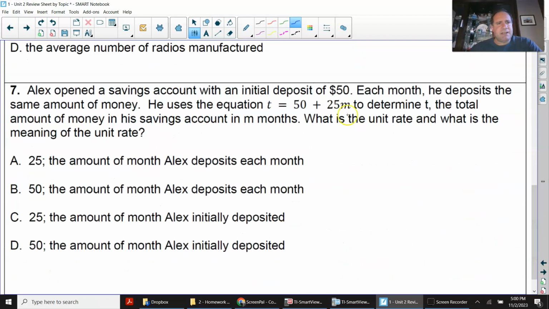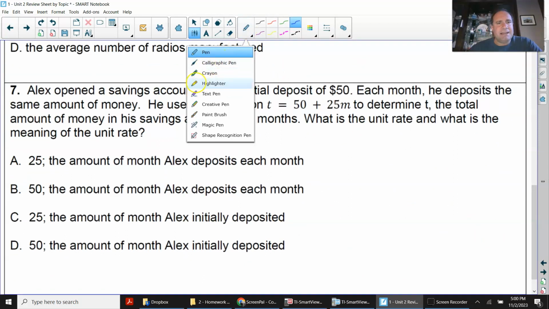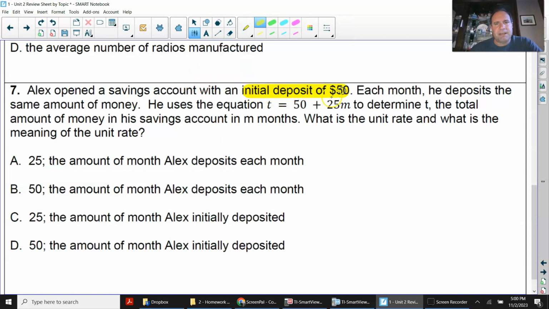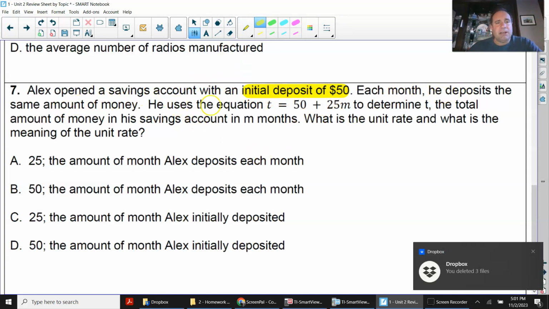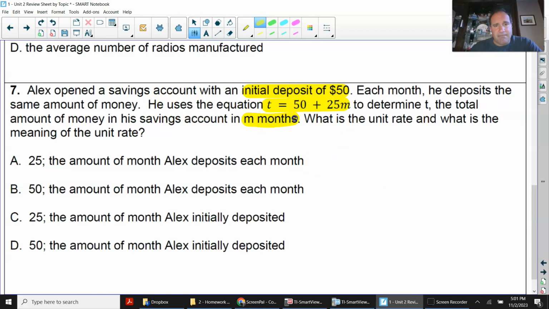Alex opened up a savings account with an initial deposit of $50. Each month, he deposits the same amount of money. He uses this equation right here to determine the total amount of money in his savings account after M months. What is the unit rate, and what is the meaning of the unit rate? So let's look. The unit rate is the slope. So M equals unit rate. That's the slope. So in this case, the M is the 25.